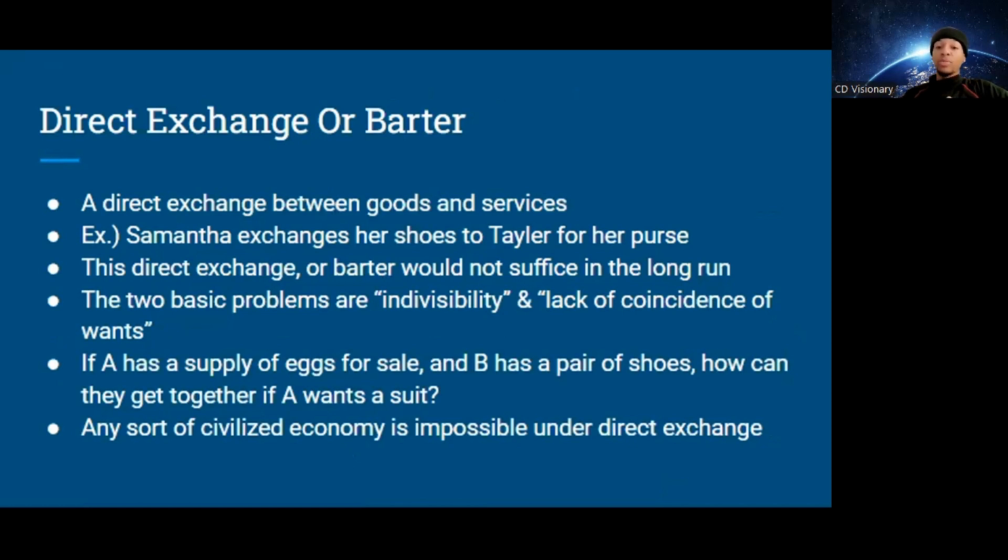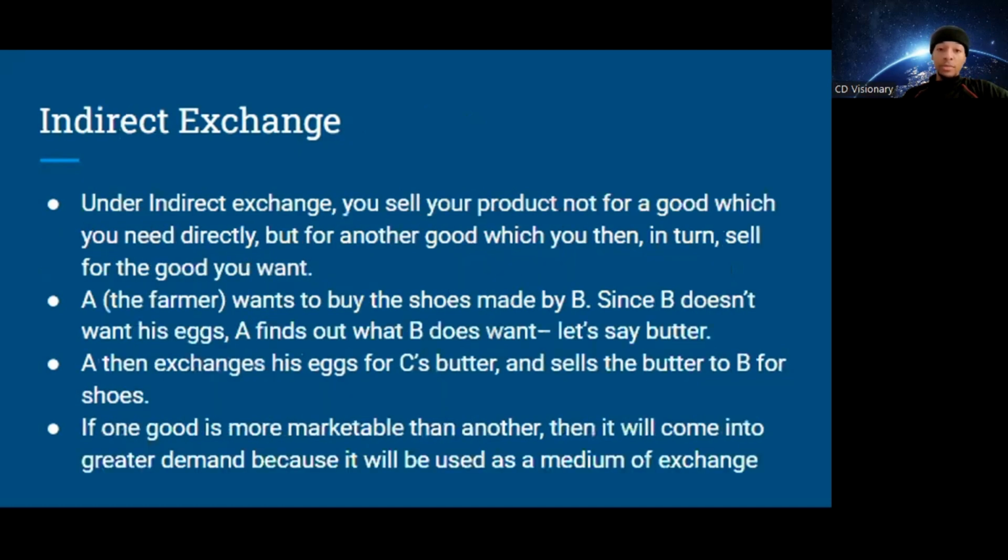So if A has a supply of eggs for sale and B has a pair of shoes, how can they get together if A wants a suit? Any sort of civilized economy is impossible under direct exchange. All right. So then we have indirect exchange.